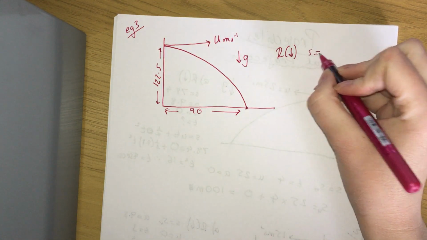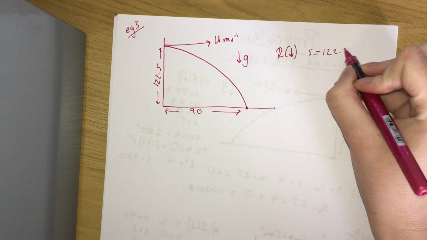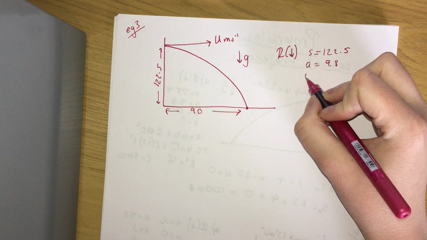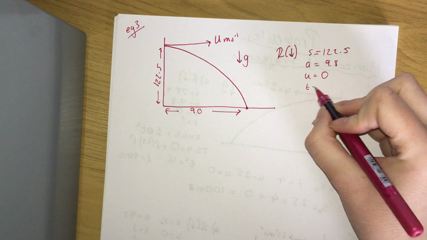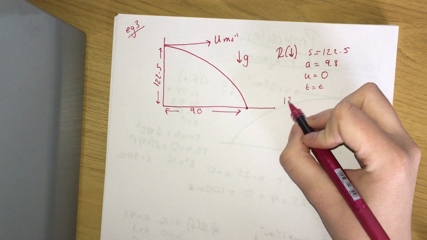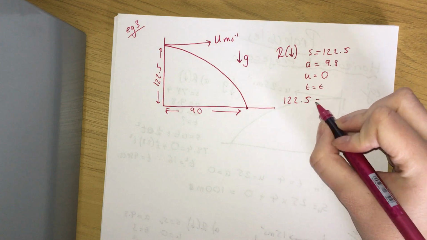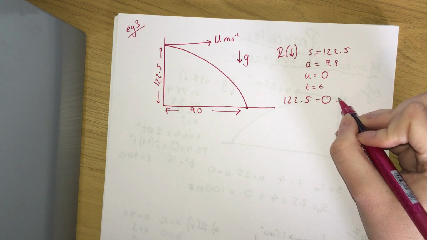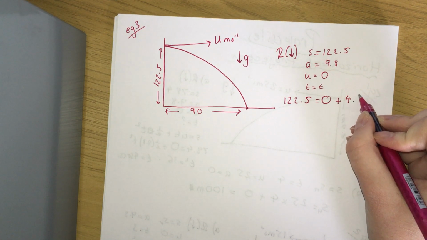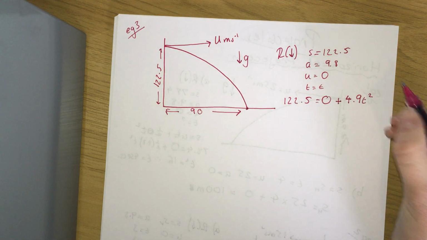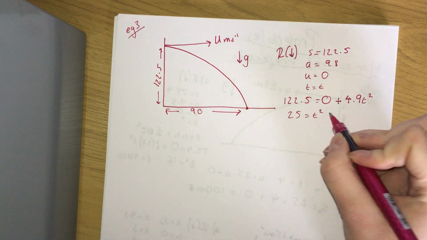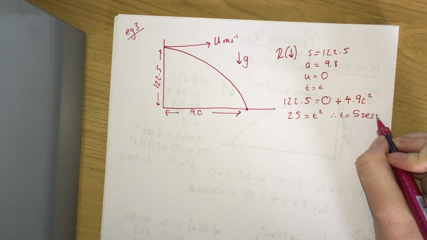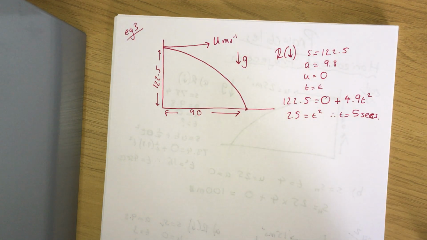So I know the vertical displacement is 122.5. I know the vertical acceleration is 9.8. I know the initial velocity vertically is 0, and t is what I'm trying to find. So S equals ut plus half at squared. So 122.5 is equal to ut, so 0, plus half a, so 4.9, times by t squared. T squared is 25. They're giving us some really nice numbers. So therefore, the time taken for it to reach the ground is 5 seconds.